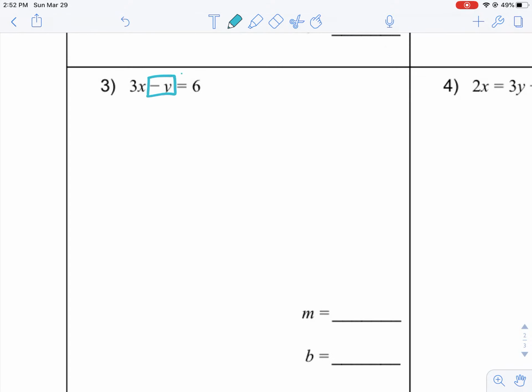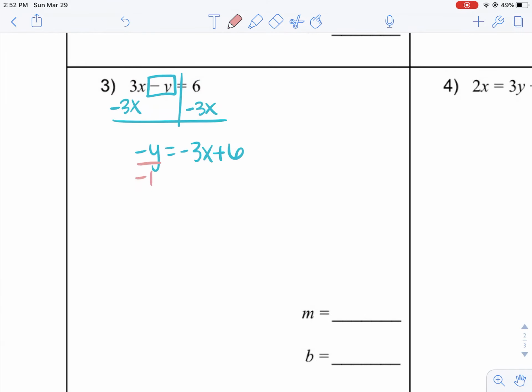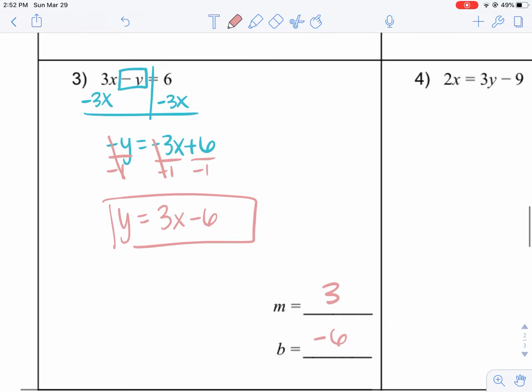Problem 3, solving for y again. Move that x. That's step 1. Step 2, divide by whatever number is in front of y. So in this case, there is a negative in front of y, so I'm going to divide everything by a negative. Remember, negative divided by negative cancels. And then if you don't have a negative, you change the signs. So m is 3, b is negative 6.